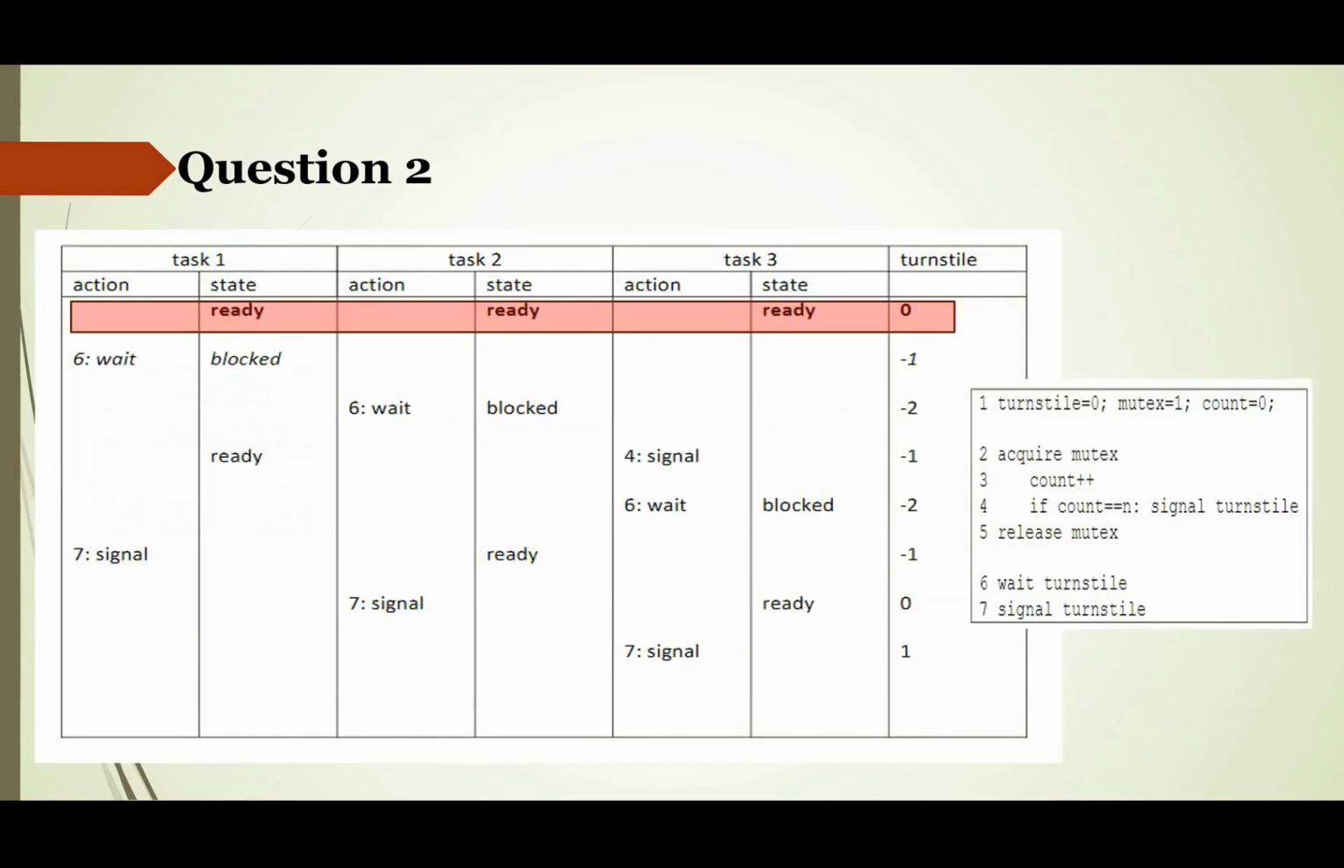Okay, let's go forward. This is the initial state of these three tasks. We have task 1, 2, and 3, all of them in the ready state. Then we have a turnstile. At the beginning of this process, the turnstile is equal to 0. Note that the n inside the source code represents the number of tasks. In this case, we have 3 tasks, so n is equal to 3.